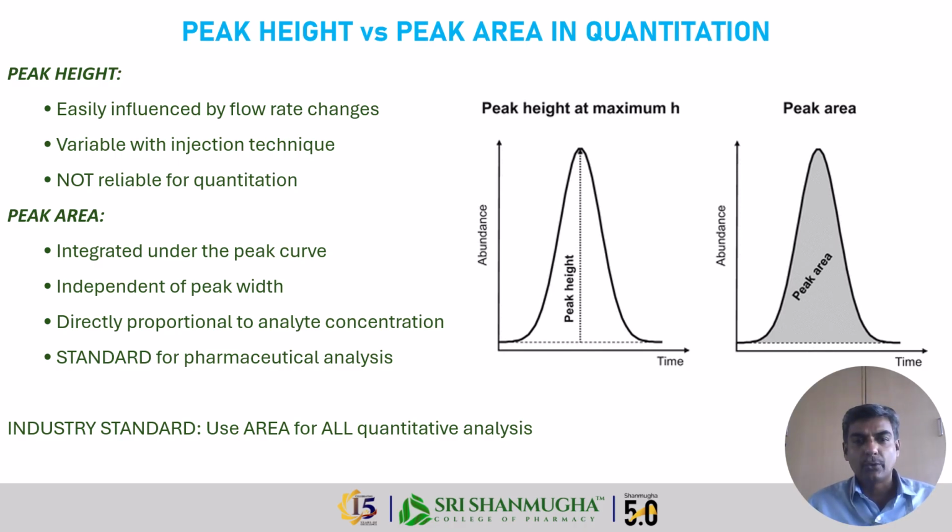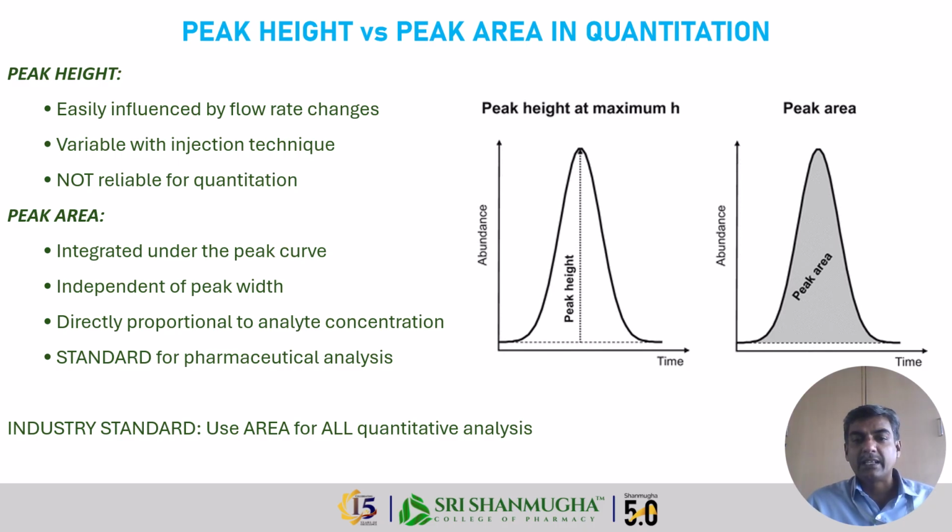While changing the flow rate, if you increase the flow rate, definitely it will change the peak height without altering its concentration. Now we want to check what is peak area. Peak area is the integrated part of the peak curve. You can see the peak area portion, that whole body below the chromatogram is considered as the peak curve, which is not dependent on the peak width.